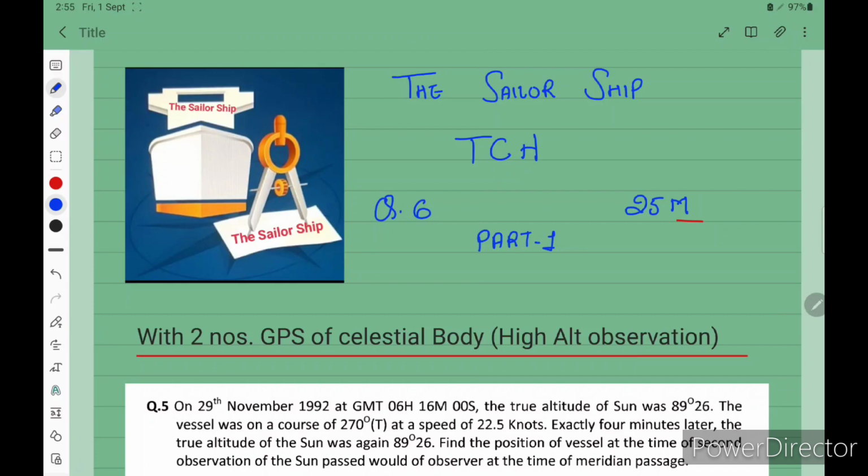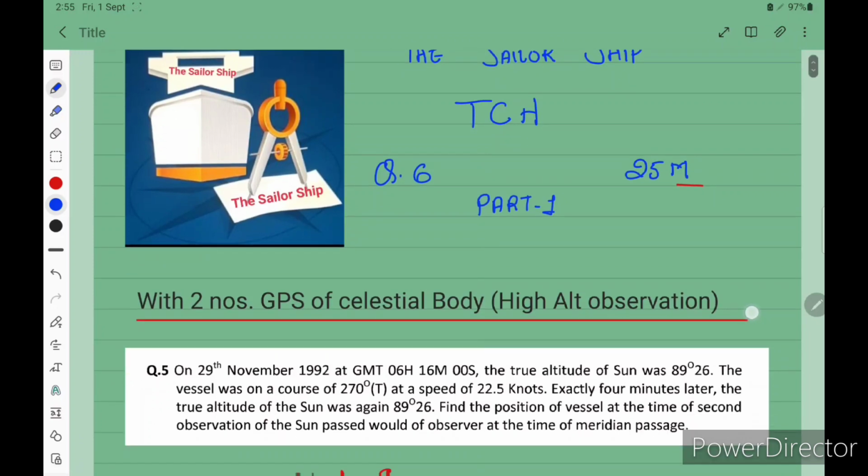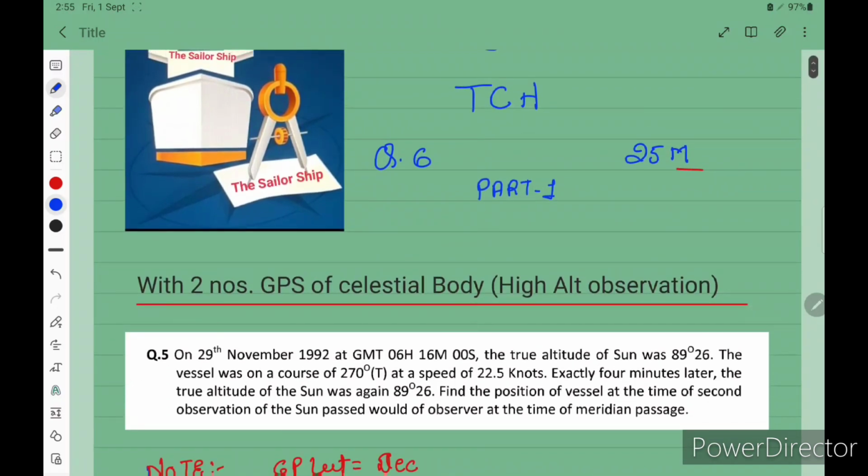So with two GPs of a celestial body, high altitude observation. The question is: on 29th November 1992, at GMT 06 hour 16 minute 00 second, the true altitude of the sun was 89 degree 26 minutes. How will you understand this type of question? The true altitude is very high, 89 degree 26 minutes. The vessel was on a course of 270 at a speed of 22.5 knots. Exactly 4 minutes later, the true altitude of the sun was again 89 degree 26 minutes. Find the position of the vessel at the time of the second observation.